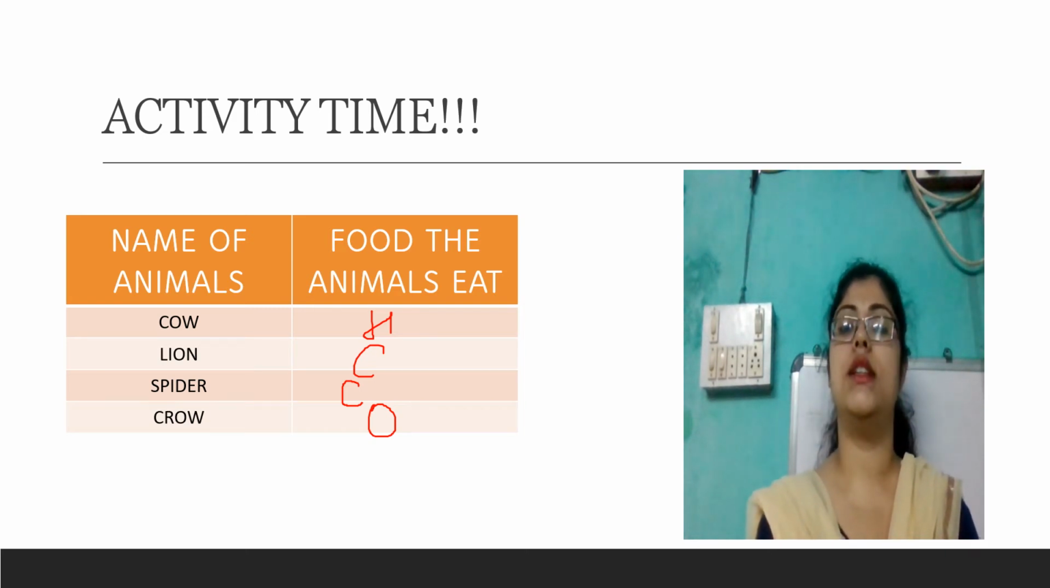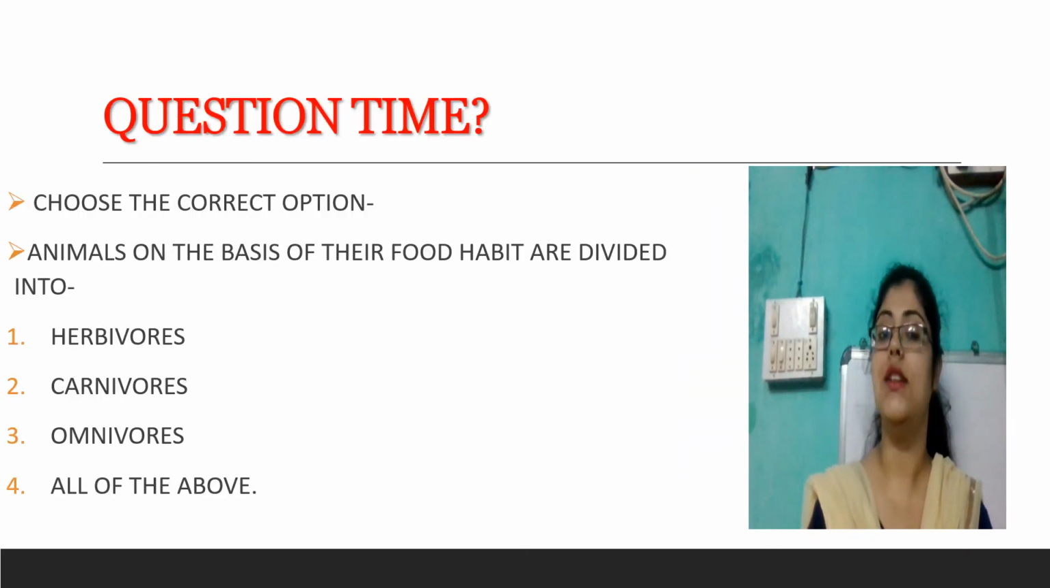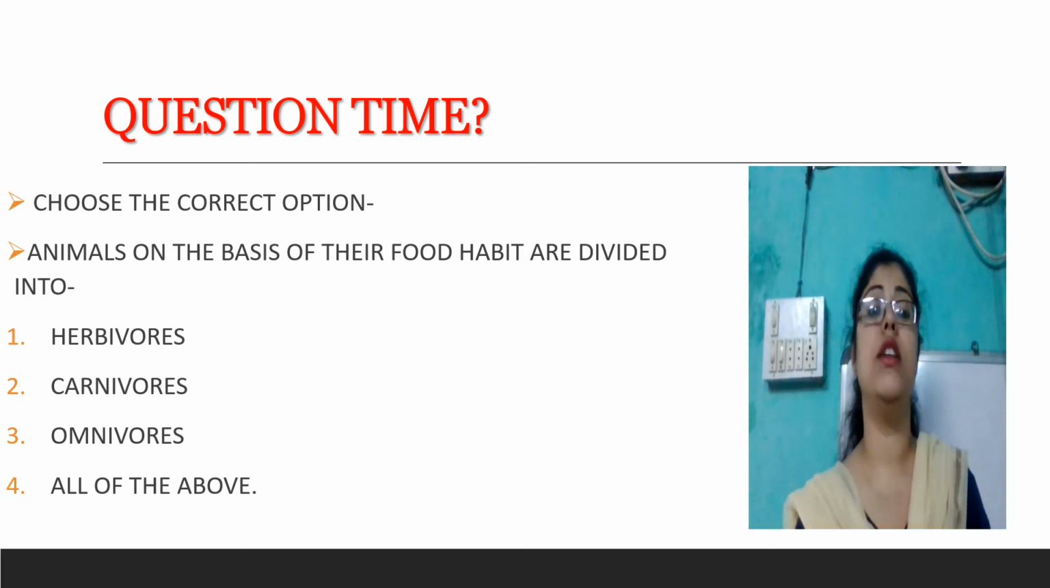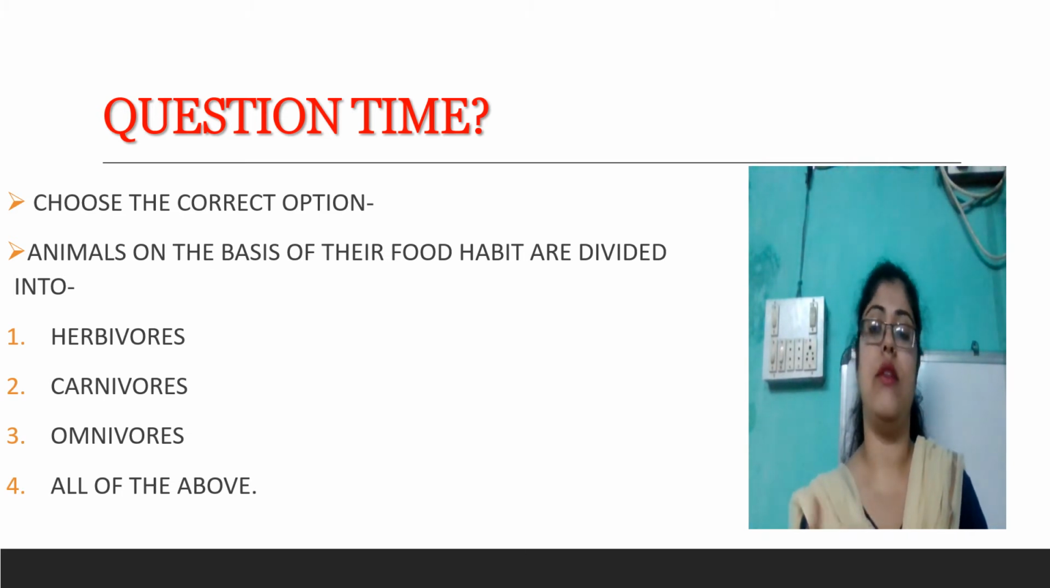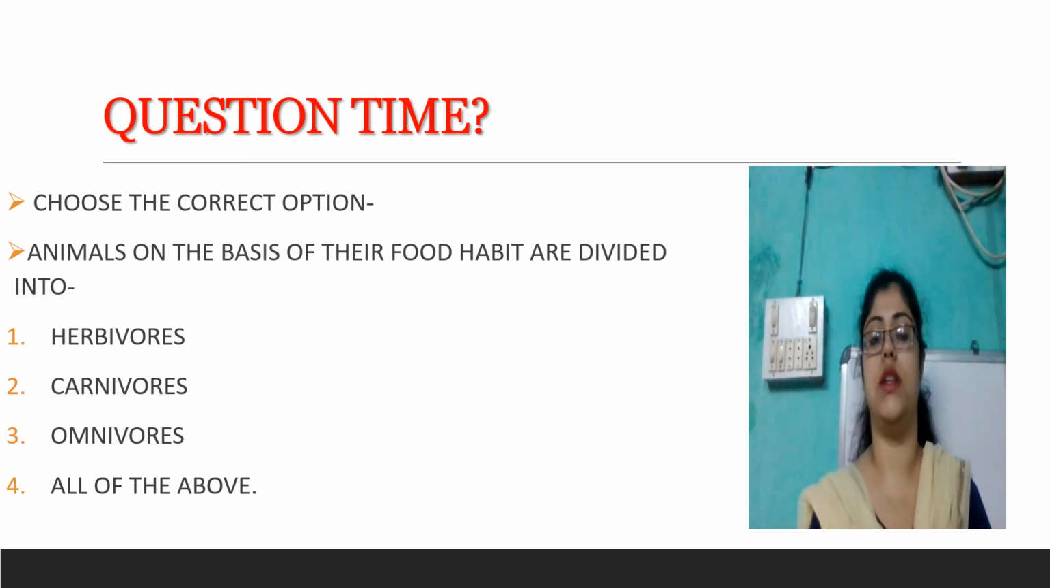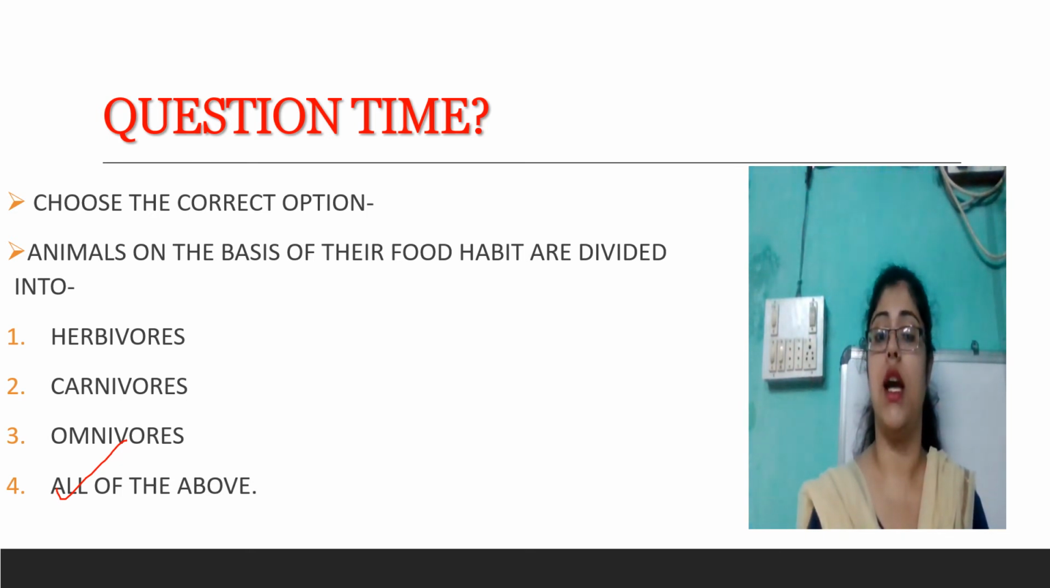Very good class. Now, let's move to the next question time. You have to choose the correct option. The question says that animals on the basis of their food habit are divided into three parts, or two parts, or how many parts. You have to mark the correct answer. The options are only herbivores, only carnivores, only omnivores, or all of these. Very good class, you are absolutely correct. The correct answer is all of these, because the food habit of animals is divided into three parts: herbivores, carnivores and omnivores.